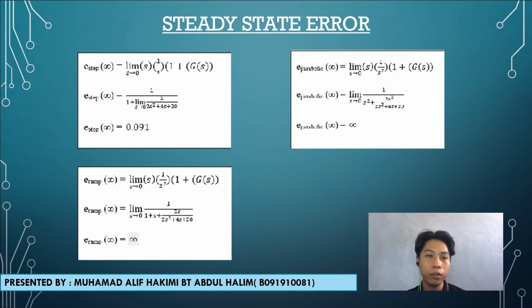Now I will continue the presentation with the steady state error. There were three calculations for the steady state error, which are step input, ramp input, and parabolic input. The three diagrams below show the calculation for the step input, ramp input, and parabolic input. For the step input, we gain a 0.091 value. Next, for the ramp input we get an infinity value, and lastly the parabolic input also gives infinity. So from the calculation we can determine that this is a system type 0, because the ramp input and parabolic input were infinity.